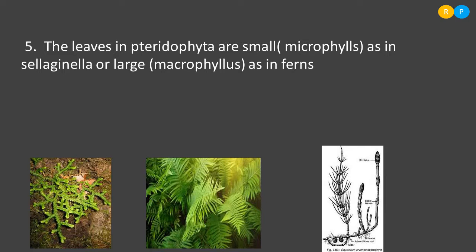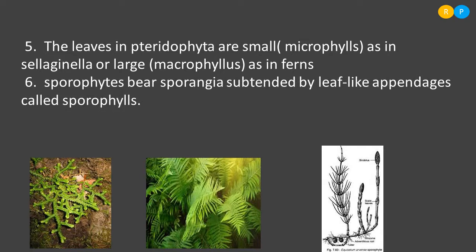The size of the leaf is small in the first picture, and in the second picture you can notice the size of the leaf is large. So these are the two different types of leaves that we can notice in different members of pteridophytes.